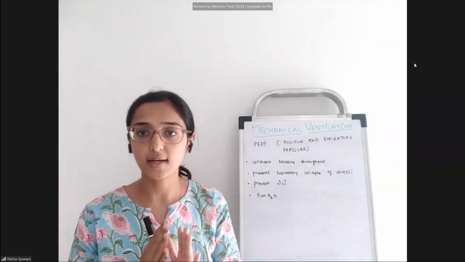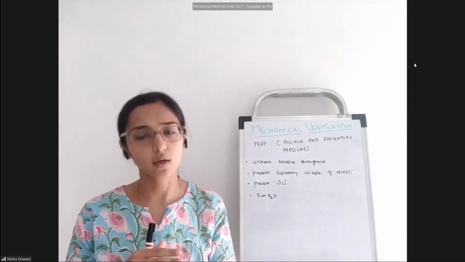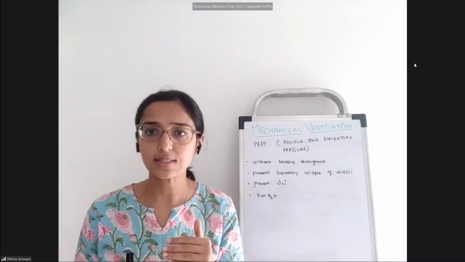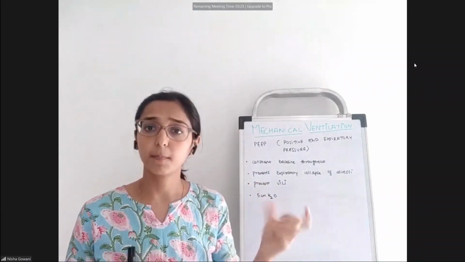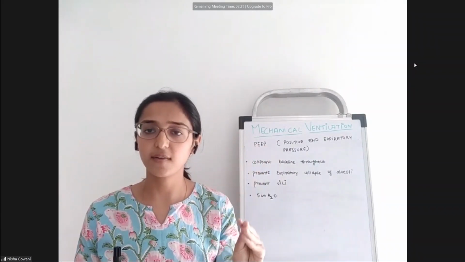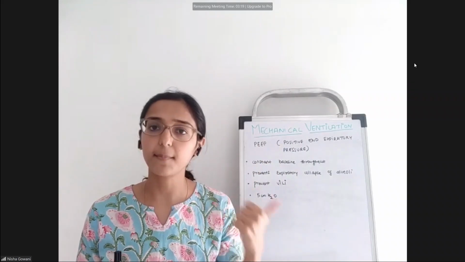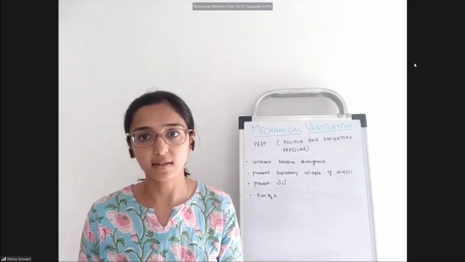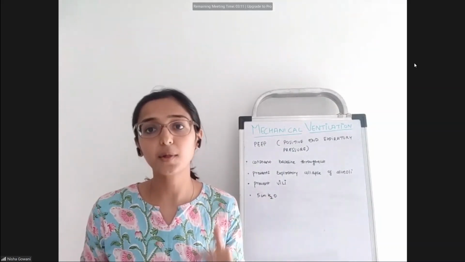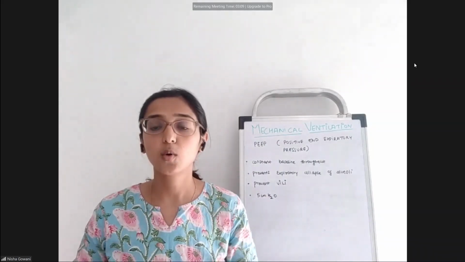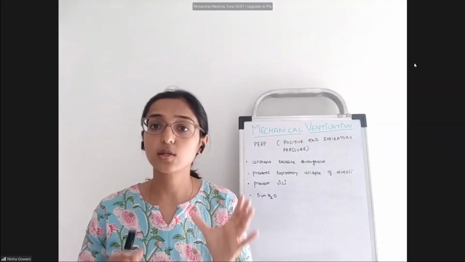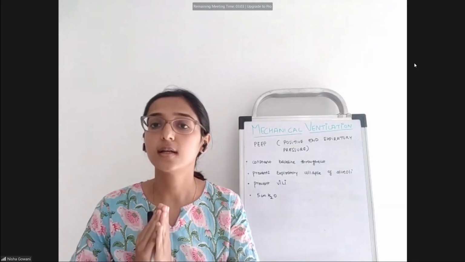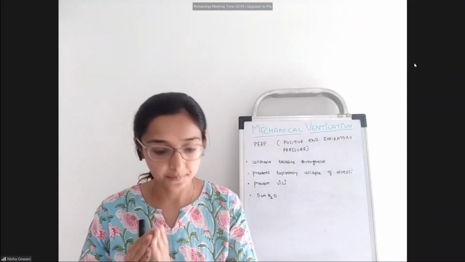The usual PEEP that is provided to the intubated patient is 5 centimeters of water, and then a step up can be provided based on the oxygenation status of the patient. So this recurrent collapse of the alveoli is prevented and the damage to the alveoli is prevented by putting the PEEP, and hence ventilator-induced lung injury, VILI, can be prevented. Now, PEEP which is provided to a patient who is not intubated is called CPAP. All right. The terminology is different, but the concept is the same.